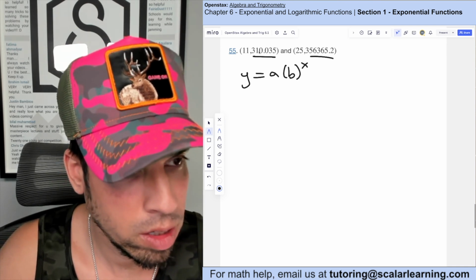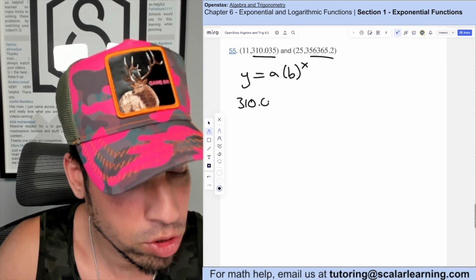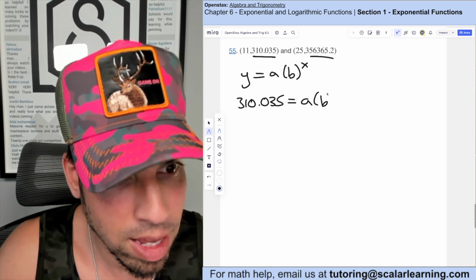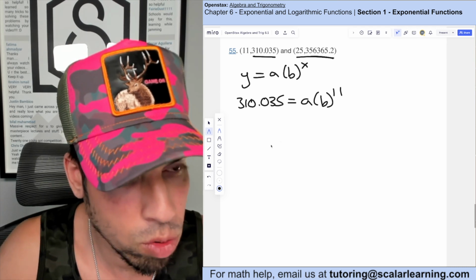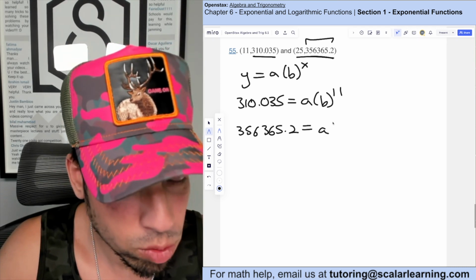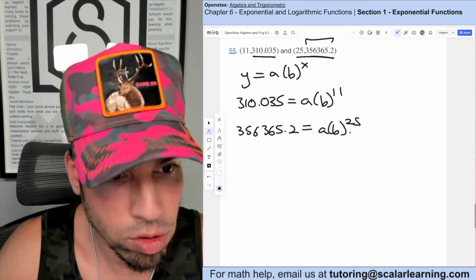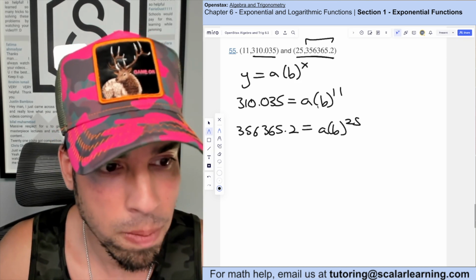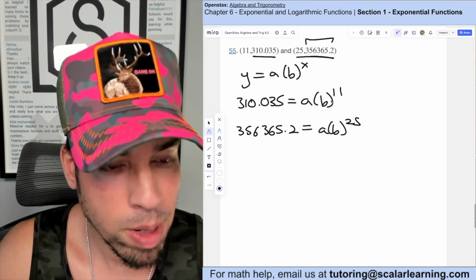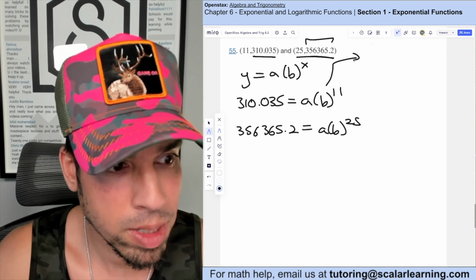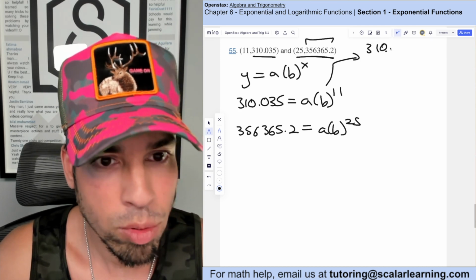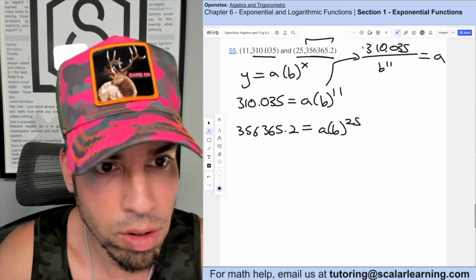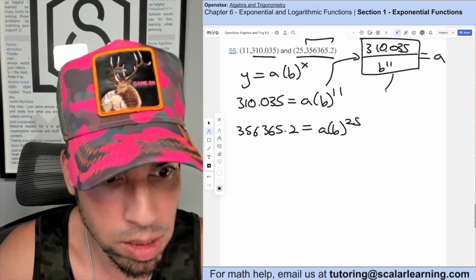We know that when y is 310.035, that means that x is correspondingly 11, and we also have this coordinate. So then it's this y value equals a times b to the 25th. So now we have some nice values, and now we can isolate and plug and chug. So if I divide both sides by b to the 11th for this first one, I'm going to get 310.035 over b to the 11th equals a.